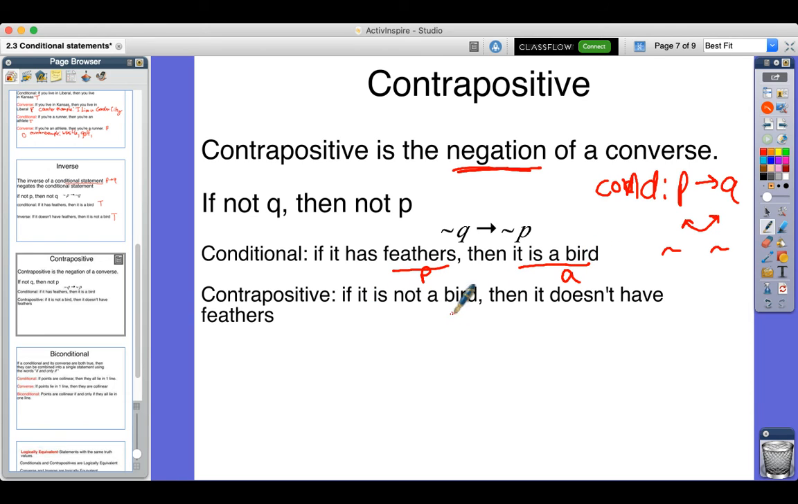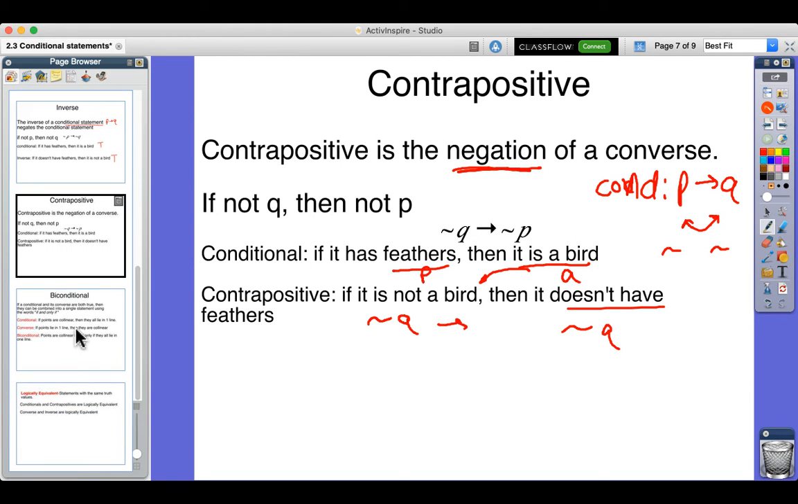We flipped it and put this statement over here and say, if it's not a bird, then it does not have feathers. So if it's not a bird, then it does not have feathers. Is that a true statement? We're going to say yes. Now, let's talk a little bit more specific.